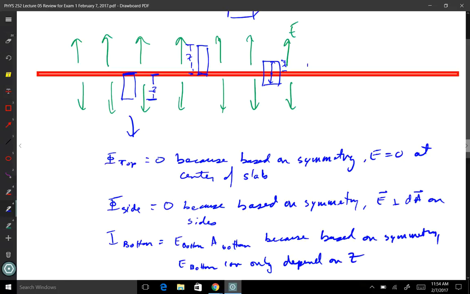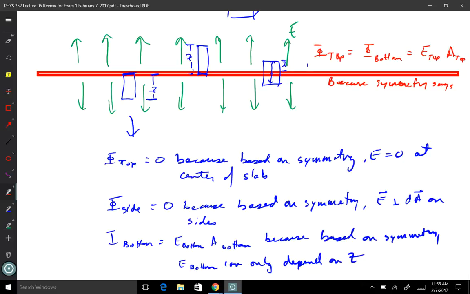The third one is the one that's going to be unique, because you're going to have flux top equals flux bottom, equals E top times area top. And once again, because symmetry says the field is the same as below, and it's only distance. It doesn't matter if you're going up or going down. The strength can only depend on the distance away. Its direction is opposite, but the areas are opposite. So you have a little more to add on that one.